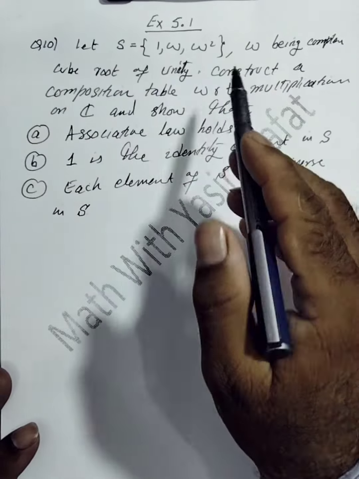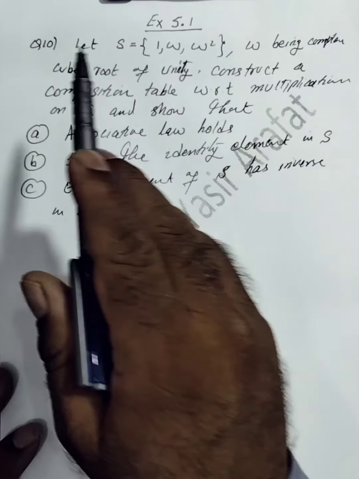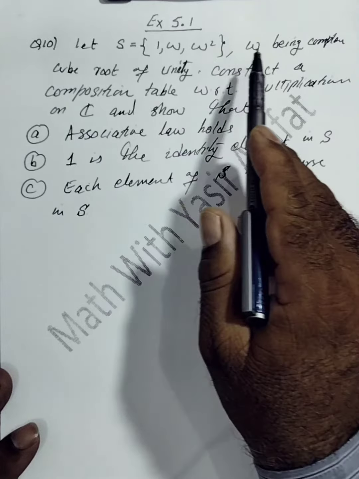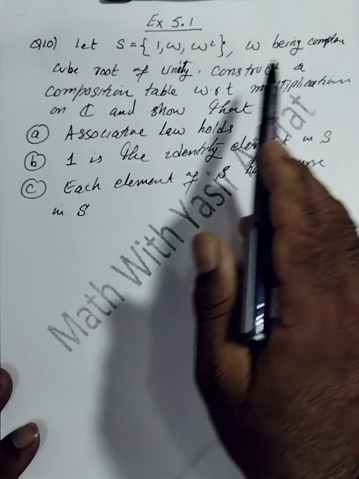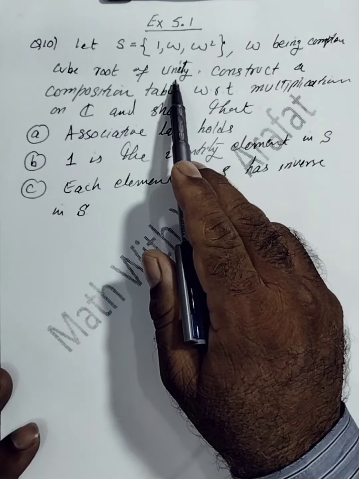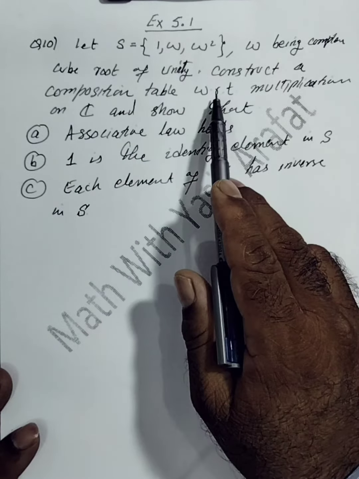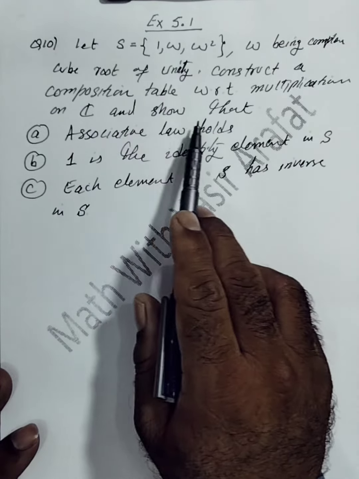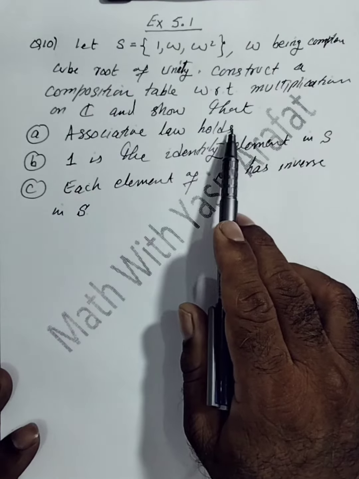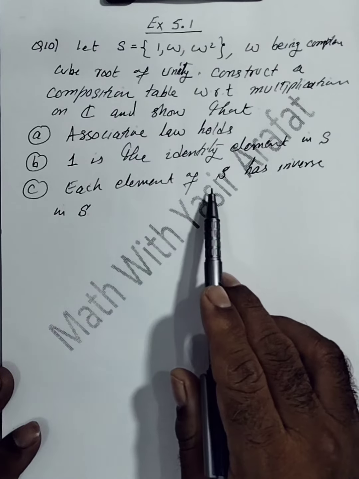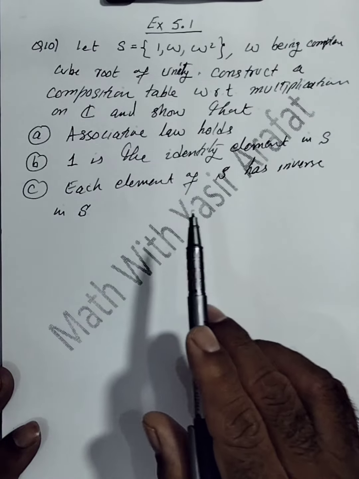Now come to the next question here. 5.1 exercise, question number 10. Let S equal {1, omega, omega square}, omega being the complex cube root of unity. Construct the composition table, also called the multiplication table, with respect to multiplication, and prove that the associative law holds, 1 is the identity element, and each element of S has an inverse.